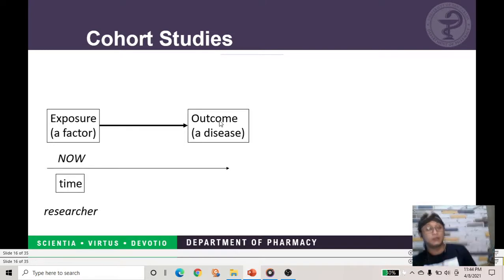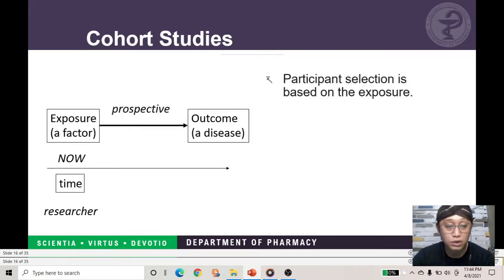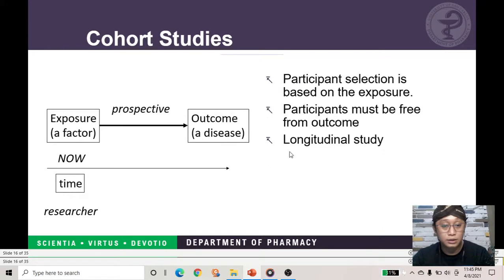Some cohort studies can be longitudinal, so it means that the study will observe the outcomes after tens of years, so it's very long. So this is what we call longitudinal studies. The outcome of interest, and there could be more than one outcome, should be free from the participants when the study begins.